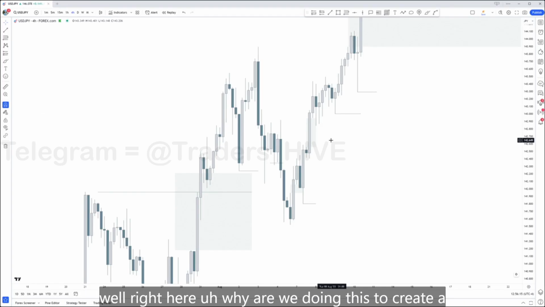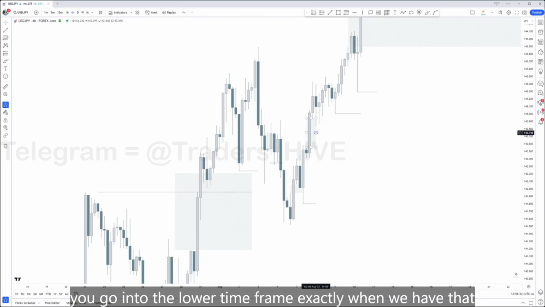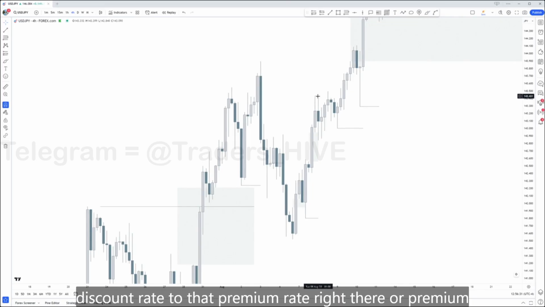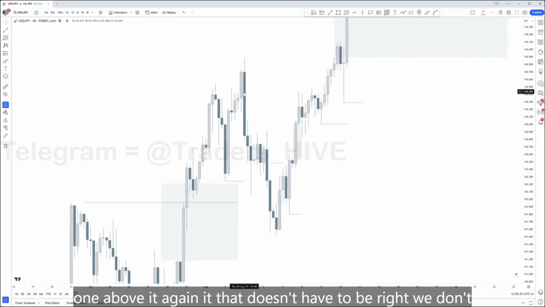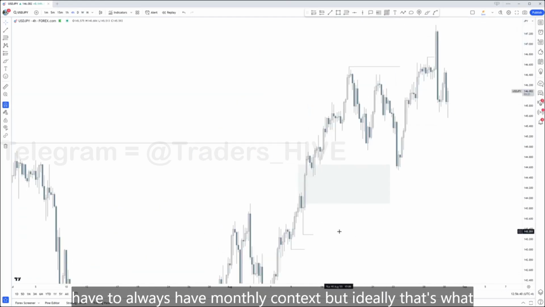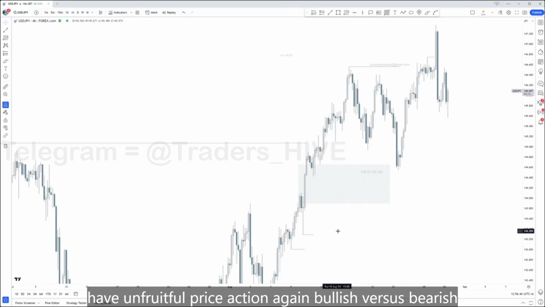Right here. Why are we doing this? To create a boundary, etc. To go into the lower time frame. When should you go into the lower time frame? Exactly when we have that context from that discount array to that premium array right there, or premium array to the discount array. Every time frame in context of the one above it. Again, that doesn't have to be right. We don't have to always have monthly context, but ideally that is what you want because that is the highest probability.